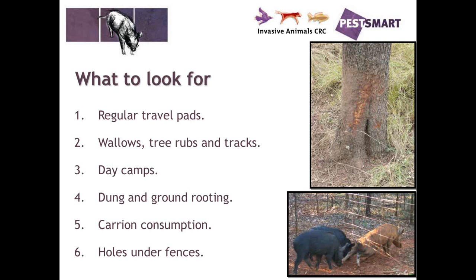Dung and ground rooting. Several studies have shown wherever there's fresh dung and fresh ground rooting, the chances of baiting and trapping success increase. Carrion consumption, as I mentioned earlier, we find that some animals start to get consumed relatively quickly by feral pigs, and holes under fences are another one as well. It's quite often, so the pigs will start the damage, but then it's often used by a number of other animals as well. So it can be expensive, and it can also increase the chances of sheep roaming onto next door neighbours' properties and cross-contamination and all those sorts of things.